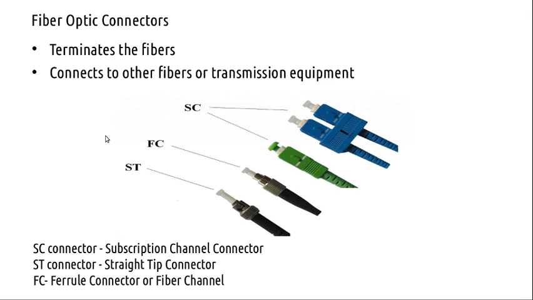Then there are different types of connectors. Those of you who have fiber optic networks in your homes would have SC type connectors, the subscription channel connector. Then you will find in our fiber optic labs the ST type, which is threaded, and there is no ferrule type here. ST type connectors are there in our optical communication lab.